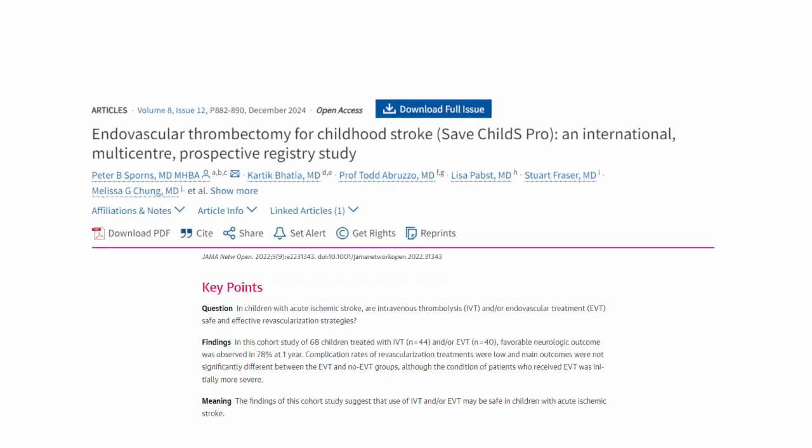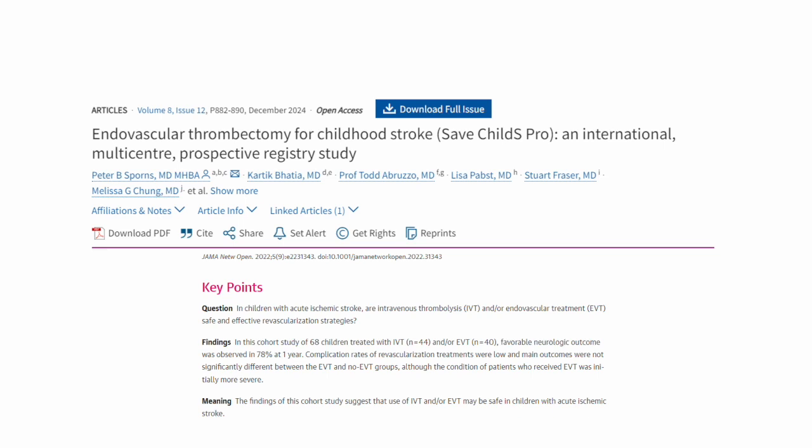This was followed by some very recent data. So this SAVE-ChildS Pro study was published in December 2024, so this month of this year. And whilst we have tested the safety and efficacy of intravenous thrombolysis and endovascular thrombectomy in childhood stroke, this has not successfully been compared with best medical treatment. So this group performed a prospective international study which was led by the group at the University of Basel in Switzerland.